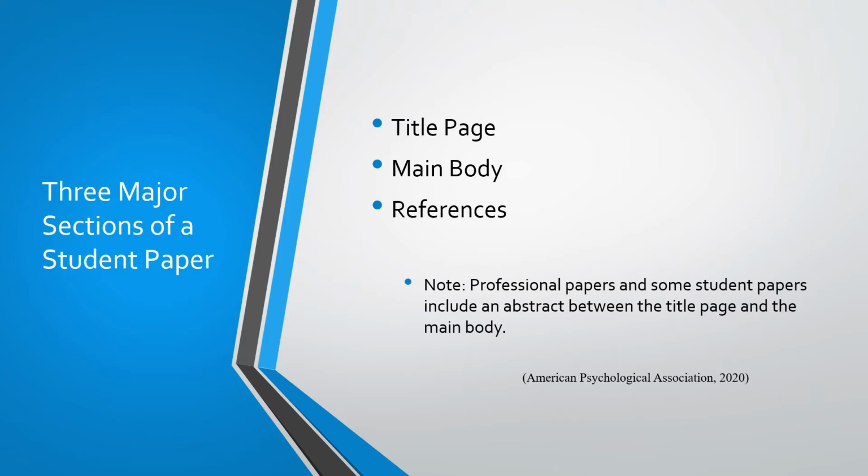A student paper has 3 major sections: the title page, the main body of the paper, and the references. Professional papers and some student papers include an abstract between the title page and the main body. You will not be writing any abstracts for this class.